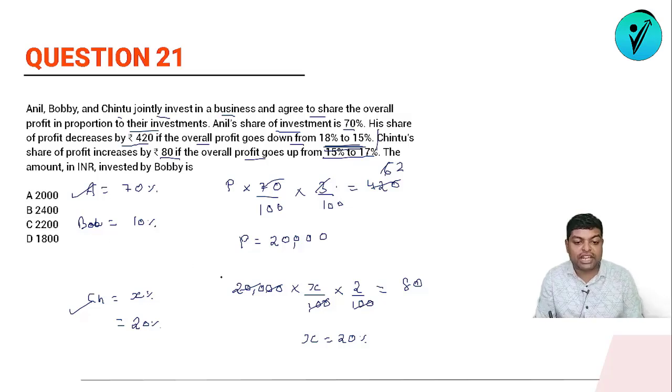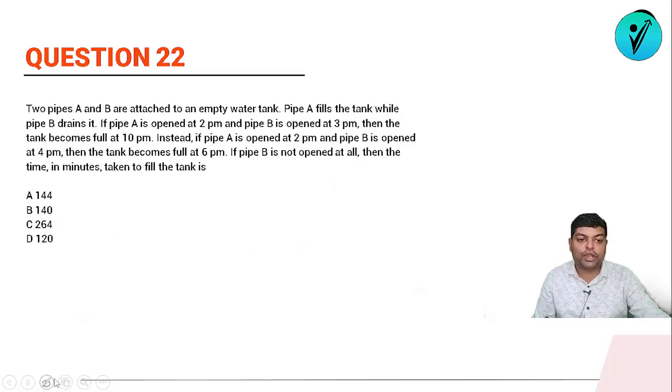सो व्हाट इज द टोटल इन्वेस्टमेंट? टोटल इन्वेस्टमेंट इज 20,000. ठीक है, द अमाउंट इन INR इन्वेस्टेड बाय बॉबी इज, तो अगर टोटल इन्वेस्टमेंट 20,000 है तो बॉबी इसका 10% इन्वेस्ट करेगा यानी 2,000. ठीक है, moving on to the next question. So for this question answer is what? It is 2,000. Moving on to the next one.